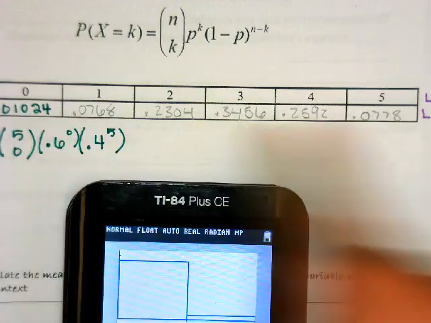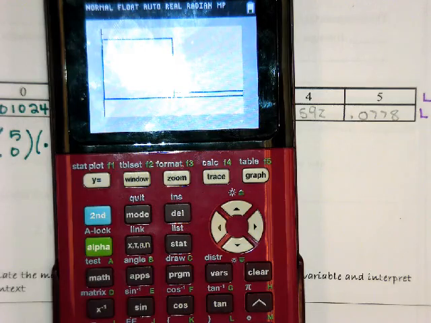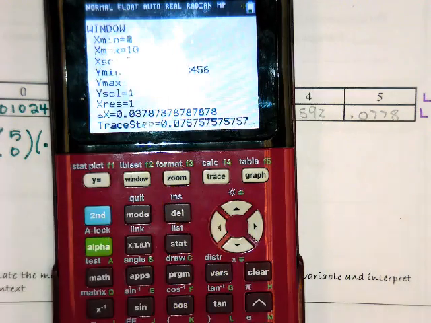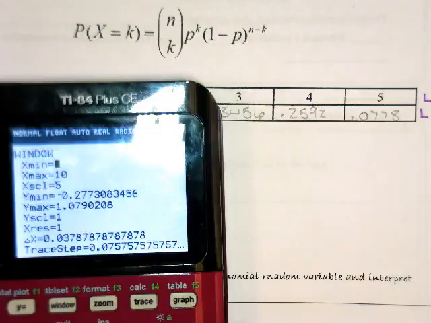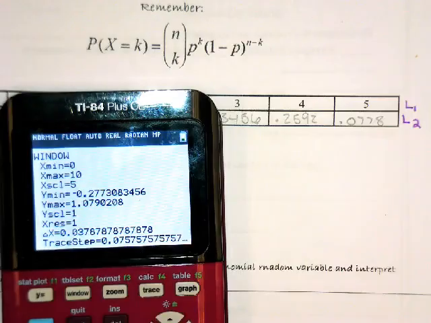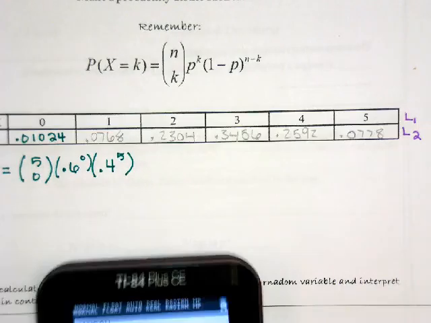All right, so we're going to change our window. So I want you to hit window. There we go. So our x values... how'd you get to the window? I hit window.